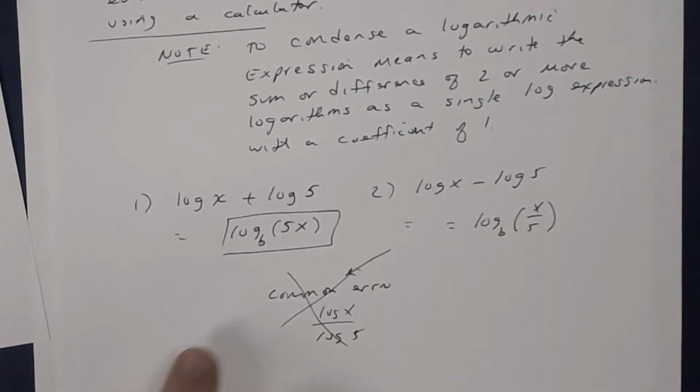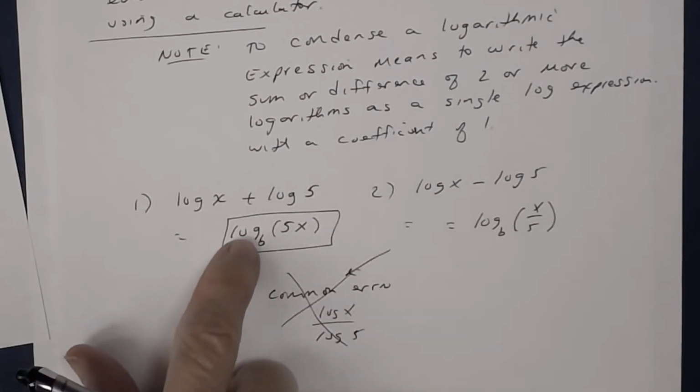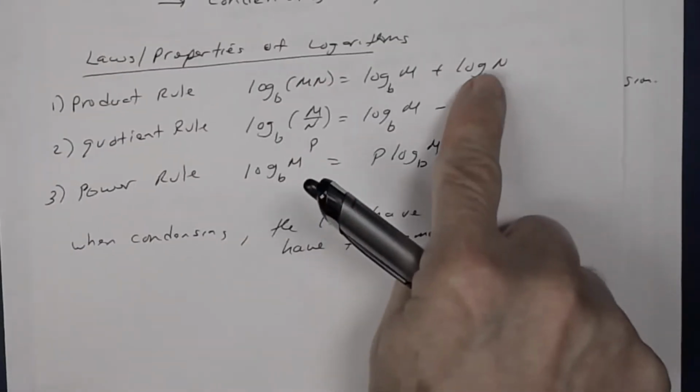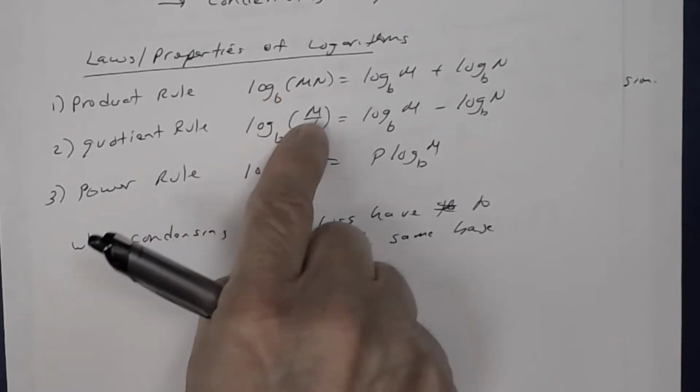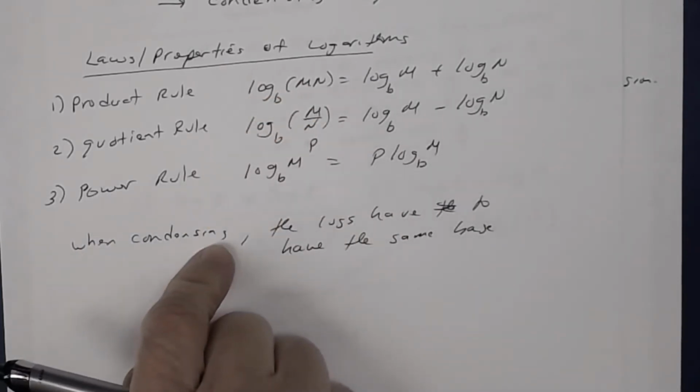All right. So remember, as you condense, you're using your property going the other way. So you see how you have one log in parentheses, one log in parentheses? Okay, so keep that in mind.